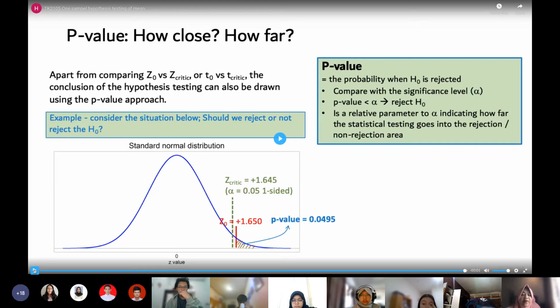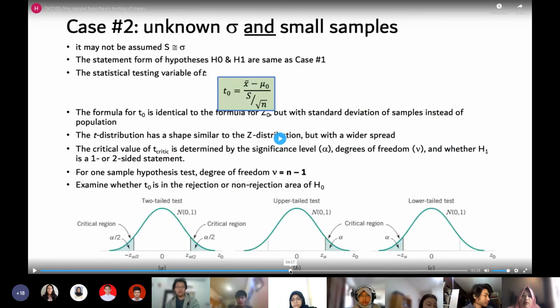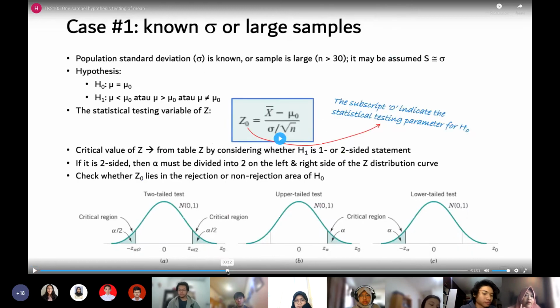Right. Okay. So everyone, you can have a look at this one. The first case is for large samples. If it is a large sample, then you use a Z distribution based on the mean from the samples that we measured.